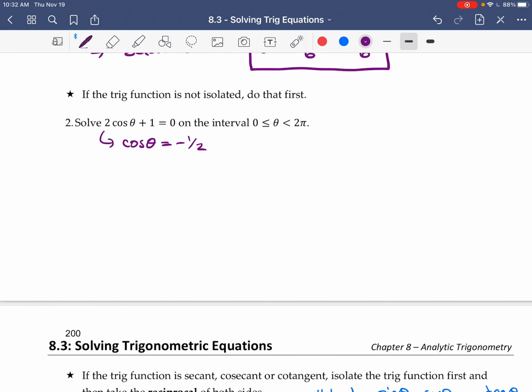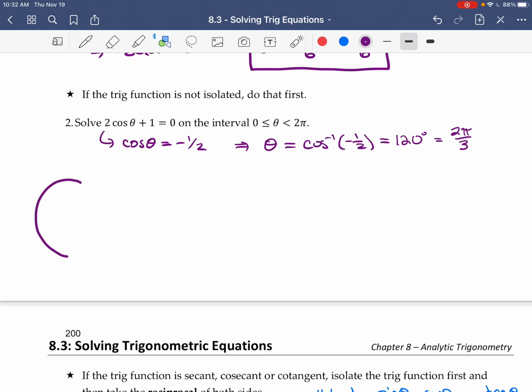Okay, so then to solve, we would take cosine inverse on both sides, and we would see that theta should be cosine inverse of negative 1/2. And if you're using your calculator and you're in degree mode, then this will give you 120 degrees, which we know is 2 pi by 3. Okay, so that's one solution.